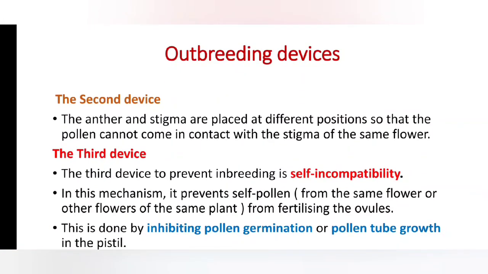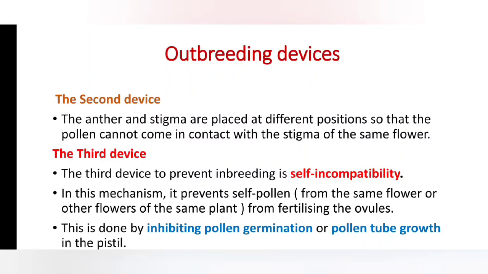The second device: the anther and stigma are placed at different positions so that the pollen cannot come in contact with the stigma of the same flower. In some cases, they are not located at the same height. In some flowering plants, the height of the anther is somewhat lower than that of the pistil. So even though pollen grains are produced, they cannot reach the stigma. This is the second outbreeding device.